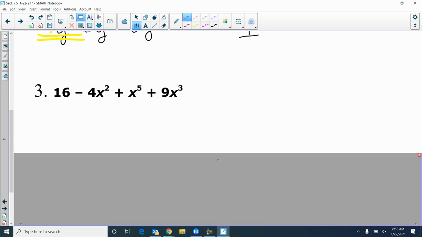x to the 5th. Good. Then what? Plus 9x to the 3rd, minus 4x to the 2nd, and plus 16. Okay, you got that correct. What would be the leading coefficient?